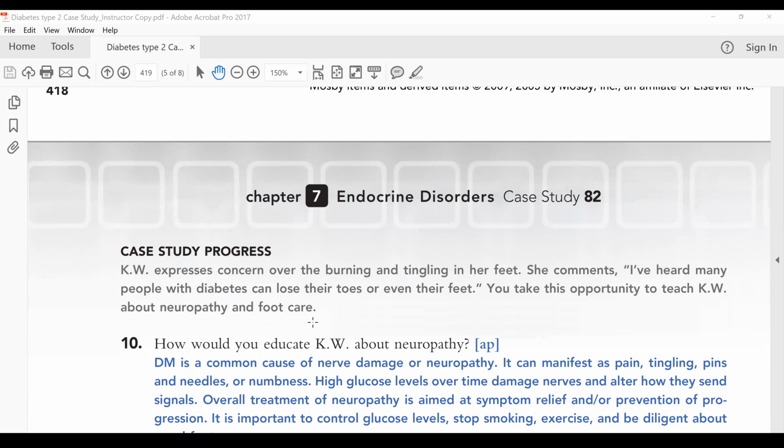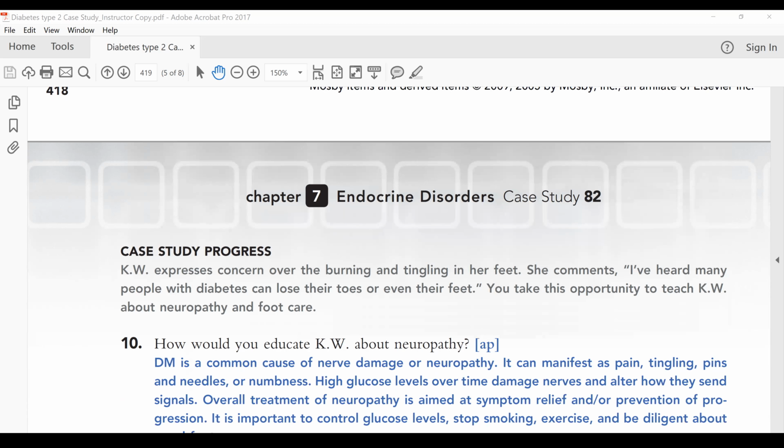Overall treatment is aimed at relieving or preventing the progression. It's important to control the glucose and stop smoking, because what does smoking do to vessels? Doesn't it shrink them? Vasoconstriction. Yeah, right, vasoconstriction. Good, Rosalinda, it constricts.